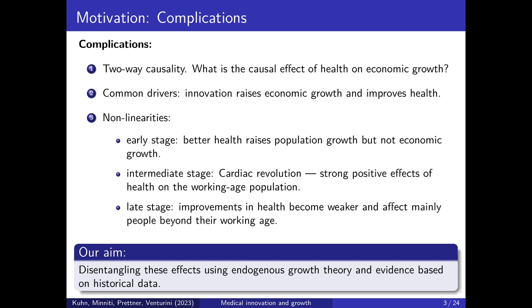And the third point is that there are crucial non-linearities in the relationship between income and health. So in early stages of development, or also in early stages of the epidemiological transition, better health would mainly increase the growth rate of the population, and particularly the growth rate of young cohorts first, because child mortality decreases. But that would not yet increase economic growth, because the productivity of the working age population would not yet be affected that much. In intermediate stages of the epidemiological transition and of development, we would have the cardiac revolution.